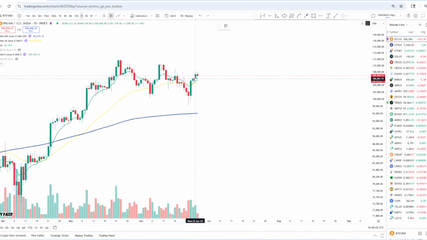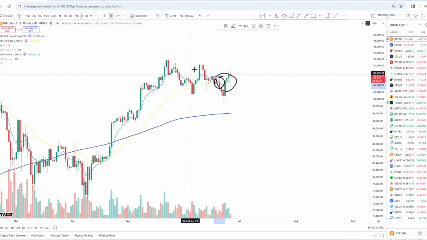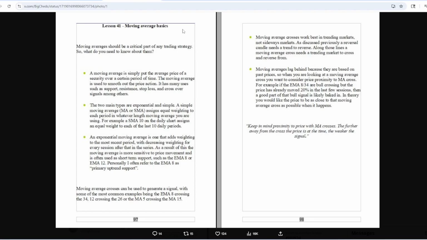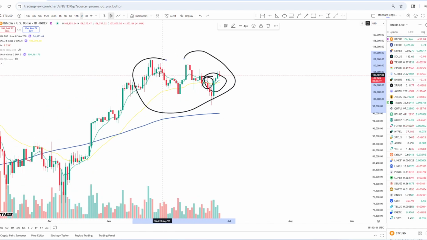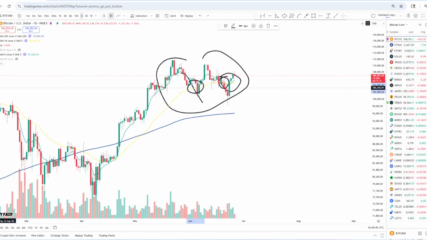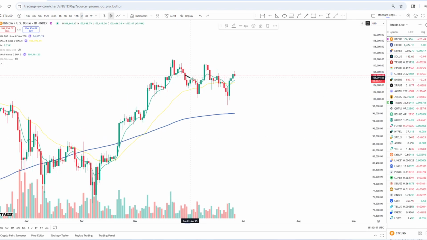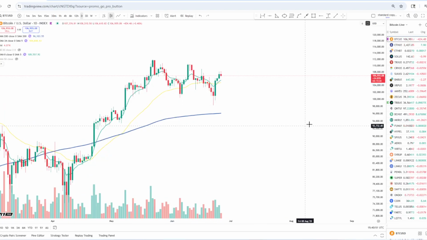Now here we have a good example of a muted cross because the price is sideways. Moving average crosses work best in trending markets, not sideways markets. So for example, you would have wanted to see the moving average cross here for a stronger signal on that first test. But both of the moving averages are moving sideways, so you have a muted cross.